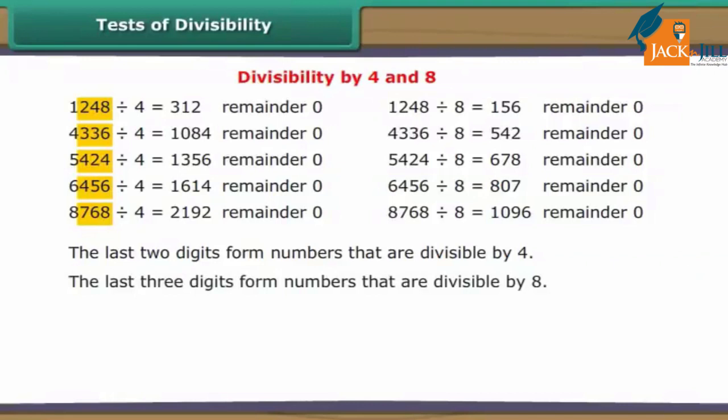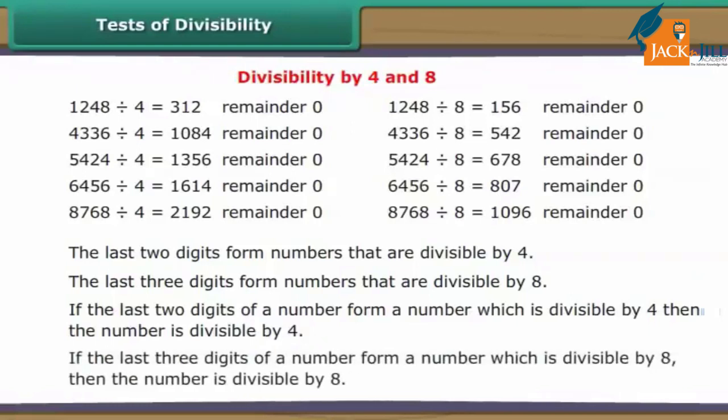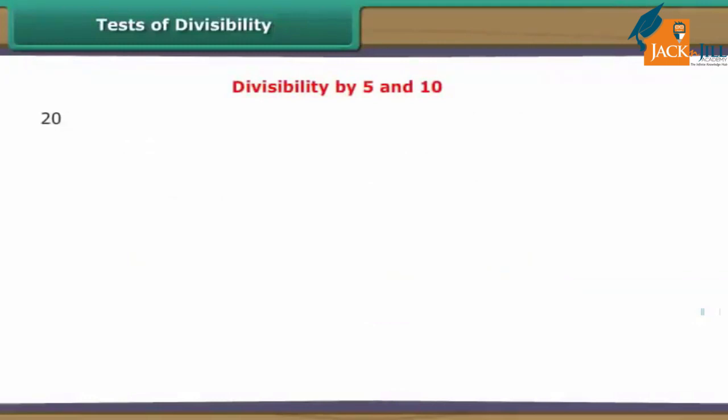Therefore, we can say that if the last 2 digits of a number form a number which is divisible by 4, then the number is divisible by 4. If the last 3 digits of a number form a number which is divisible by 8, then the number is divisible by 8. Consider some numbers: 20, 35, 45, 50, 60.